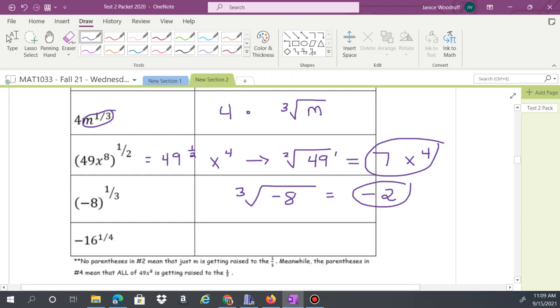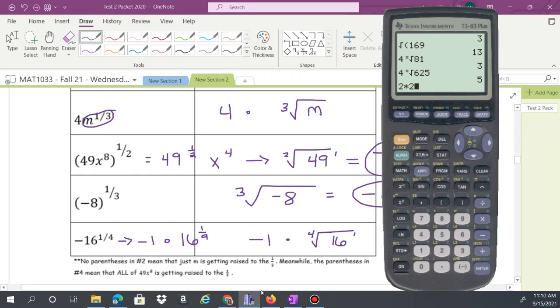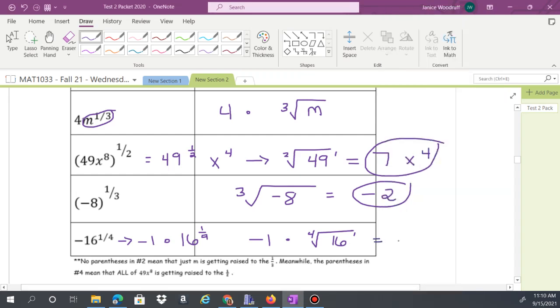And then notice how the 16 is written differently. This 16 isn't in parentheses. So right away, I'm going to go ahead and rewrite that as -1 times 16 to the 1/4. So then this is -1 times 16, the top inside, bottom outside. So the 4th root of 16, which in this case is 2. Okay, so the 4th root of 16 is 2. So then that means this is -1 times 2, so -2.